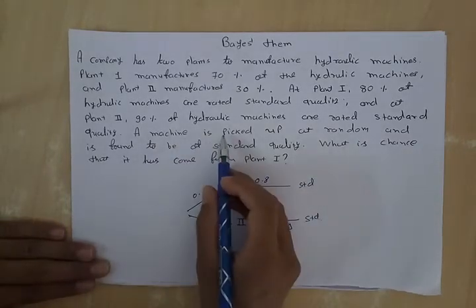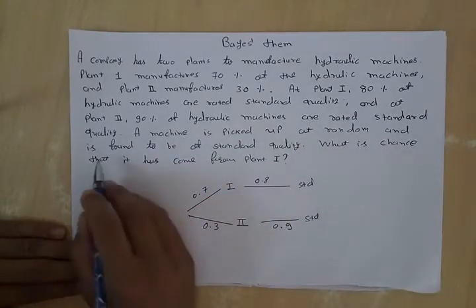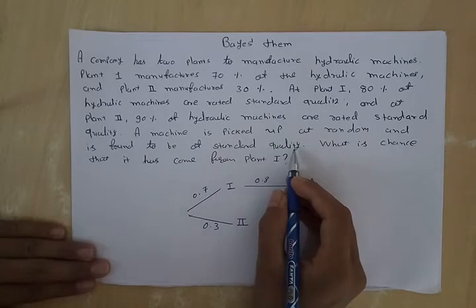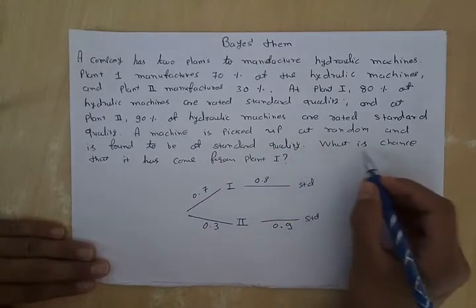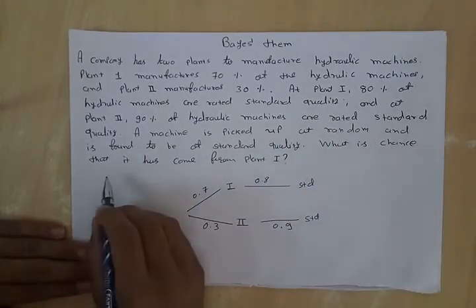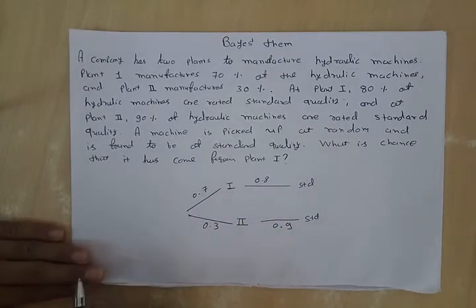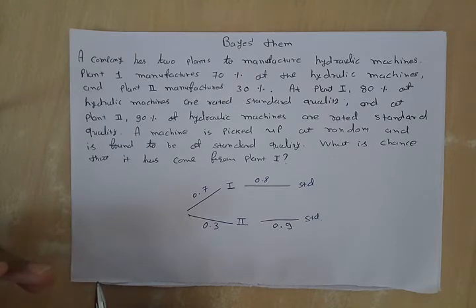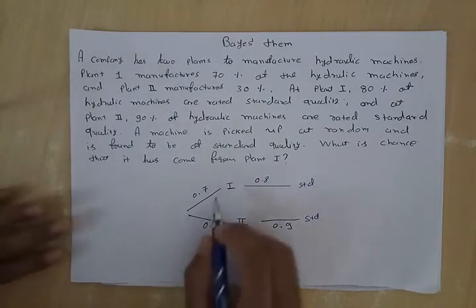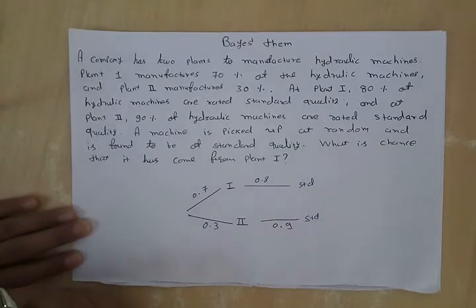A machine is picked up at random and is found to be standard quality. What is the chance, what is the probability that it came from plant 1? Now it is given that a picked machine is of standard quality, and we have to find the probability that it came from plant number 1.